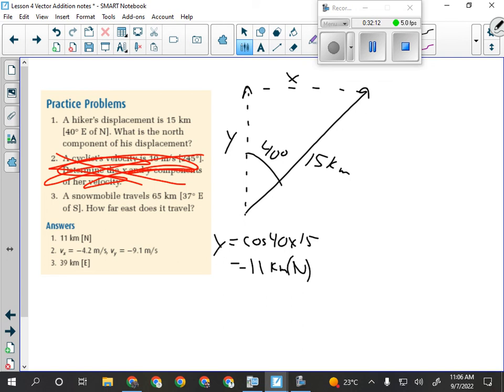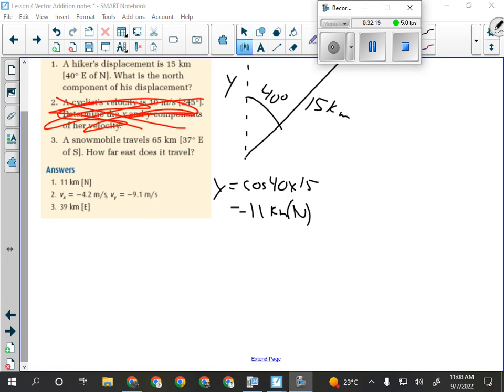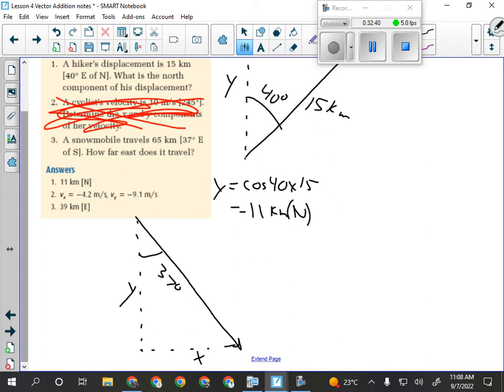All right. How are we doing on number 3? I'll give you another minute here, and then we'll get number 3. So for this one, we've got a snowmobile that travels 65 kilometers, 37 degrees east of south. So my reference line is south. I go 37 degrees east of that. That would be that way. So that's going to be my 37 degrees. That will be my x component. This will be my y component. X is east, y is south.